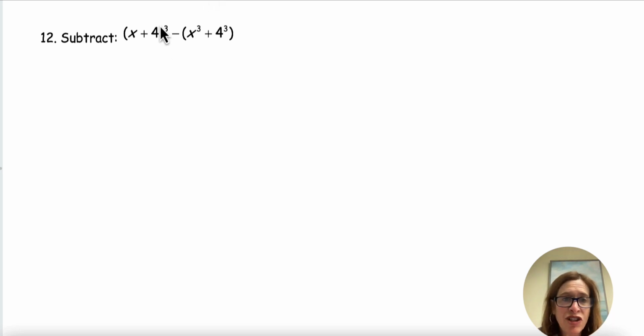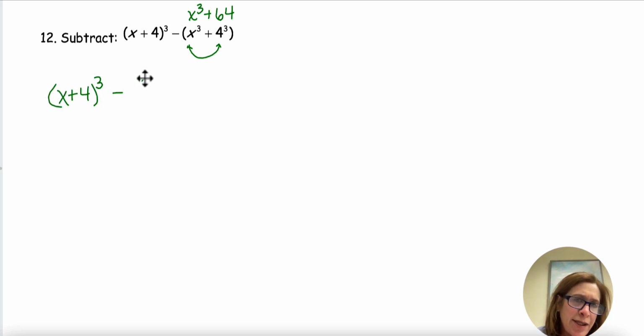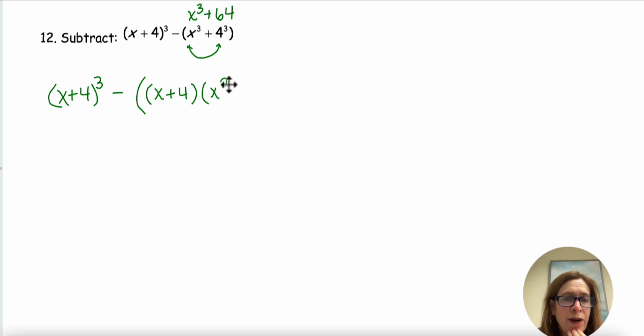And no, I can't distribute the 3 in the first polynomial of x minus 4, but this actually stood out to me, this x cubed and 4 cubed. If I had written that as x cubed plus 64, would you have noticed it as the difference of cubes, or the sum of cubes, sorry. So I decided I was going to simplify that piece first. Okay, so x plus 4 cubed minus, what would that be? Well, that would be x plus 4 times x squared minus 4x plus 16. So the sum of cubes.